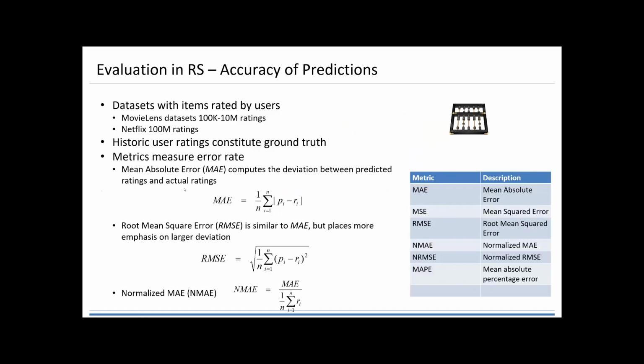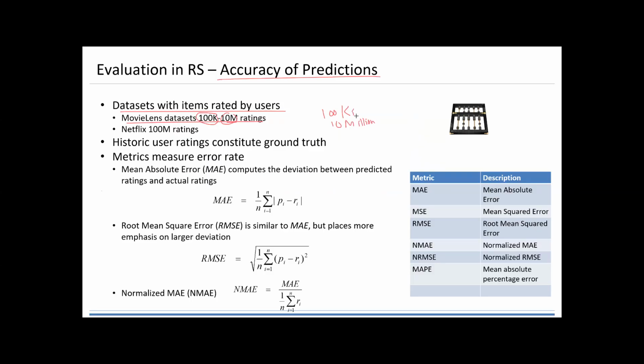So the MAE, I think it is the most common approach. It has been used for datasets with items rated by the users, where we want to measure the accuracy of the prediction. There are many works on the MovieLens dataset, which has two versions: 100K, meaning 100,000, and 10M, meaning 10 million.